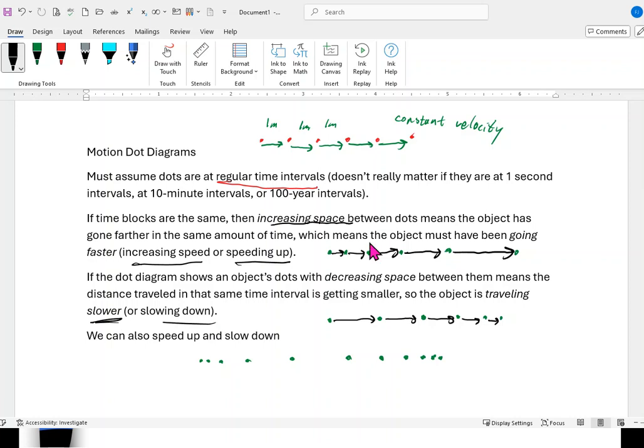Now, what happens if I speed up and I slow down, or I slow down and I speed up? In this case, let's see. I've got a small arrow here, bigger arrow. I'm going faster and faster and faster. And then what? I'm starting to slow down. My arrows are getting shorter and shorter and shorter.